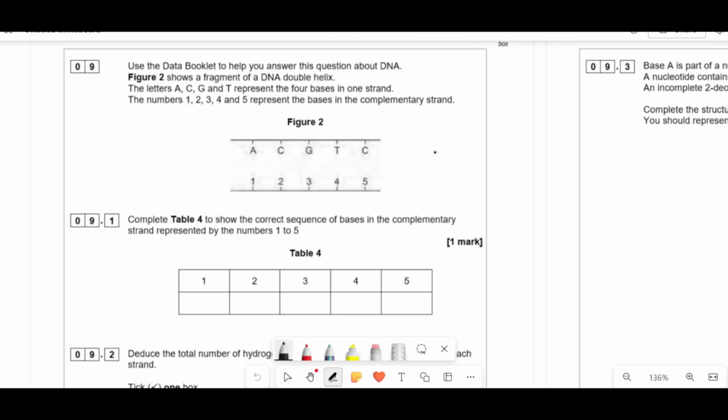There you go. So now it says use the data booklet to help you answer this question about DNA. Figure 2 shows a fragment of a DNA double helix. The letters A, C, G, and T represent the 4 bases in one strand.